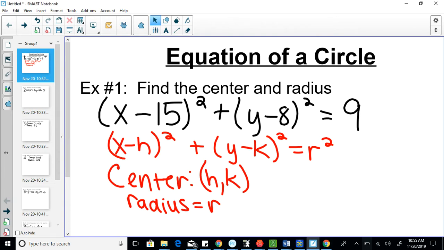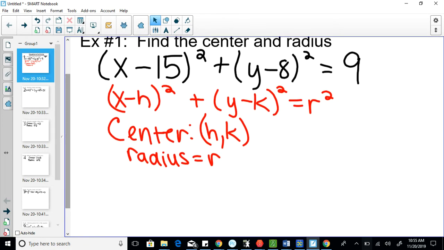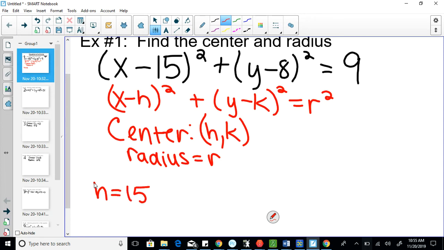As you see, we can easily figure out what h and k are because, like I said, it lines up. It's supposed to be x minus h. I have x minus 15, so that means my h is positive 15. Same thing with y minus k. It lines up with y minus 8, so my k is 8.